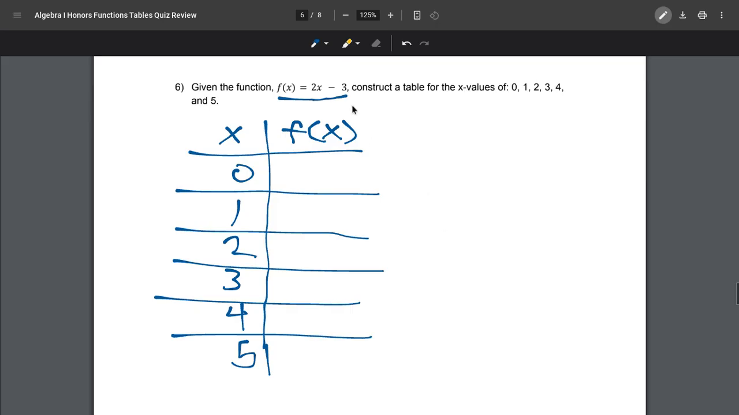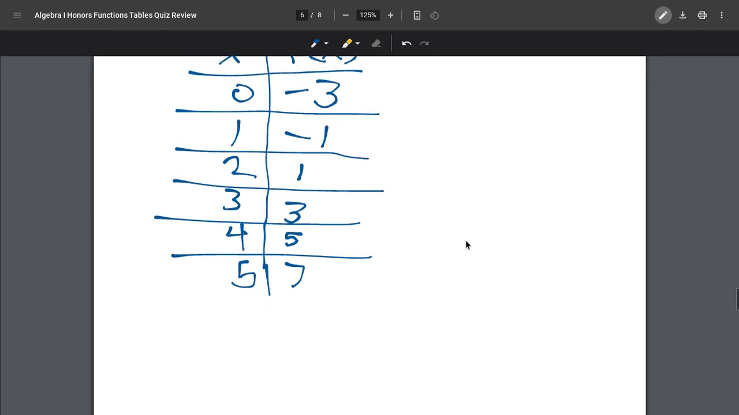All right, so if I plug in 0 for x, I have 2 times 0, which is 0. We could also just look at this. This is going to be our y-intercept, so minus 3 there. So we're going to start at negative 3. And we're going to increase by 2 each time we go up 1 in x. So we go to negative 1, positive 1, positive 3, positive 5, and positive 7. And we are done with our table for that one.